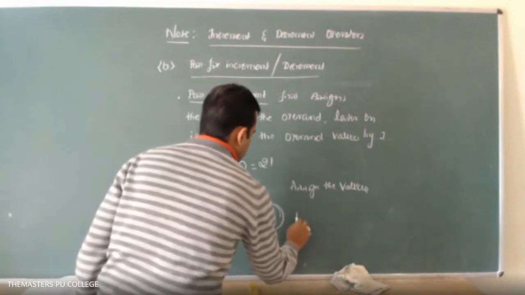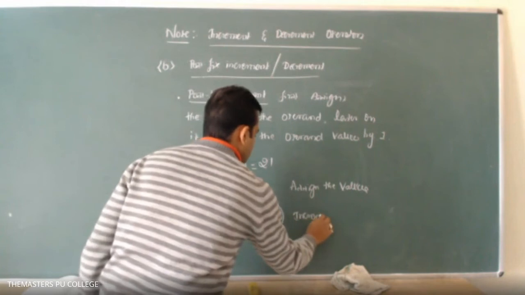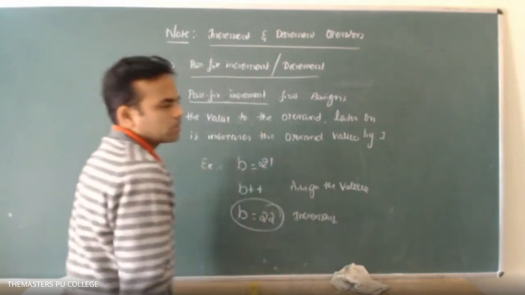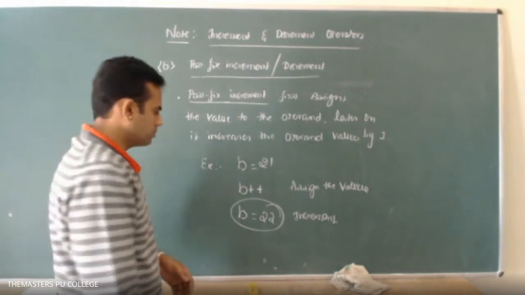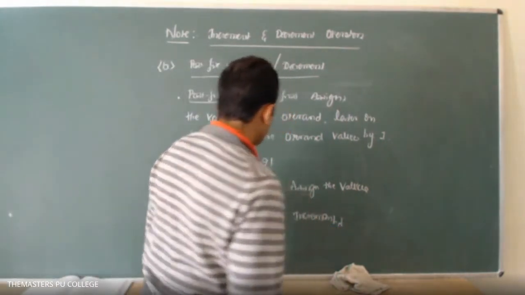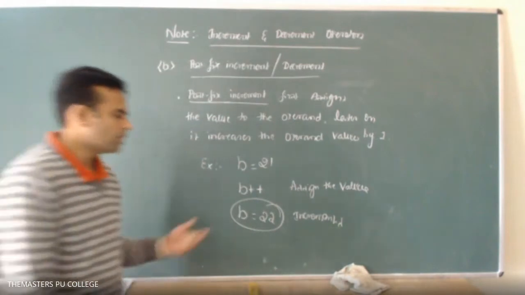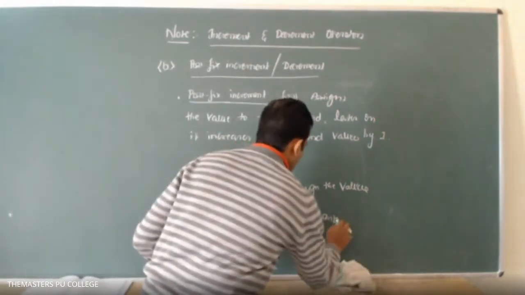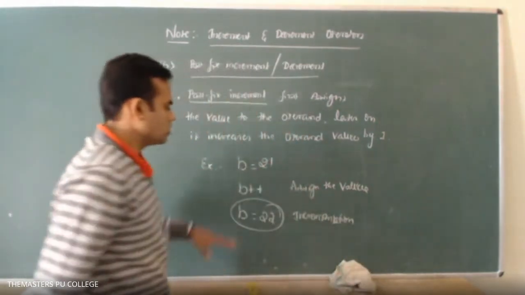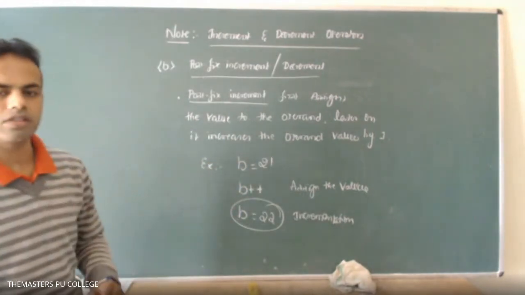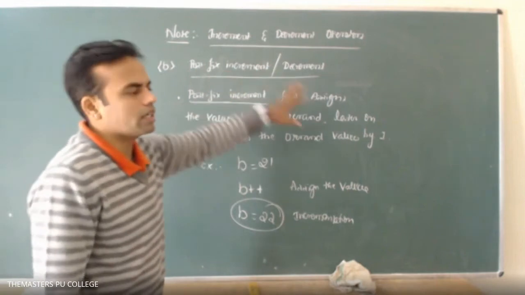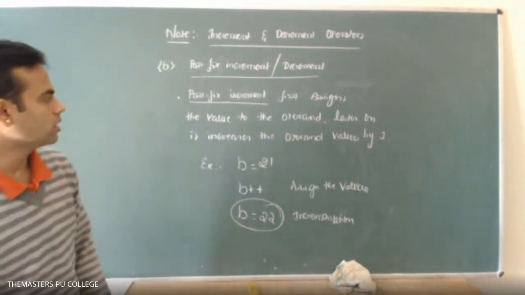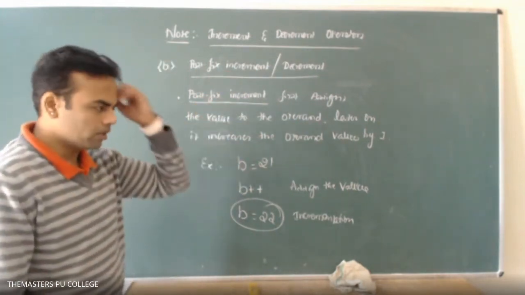Usually we use postfix increment and postfix decrement. Incrementation, you can write incrementation. First it assigns the value, after that it increases the value by 1. Okay, so we call it a postfix increment. Is that clear? Postfix increment.